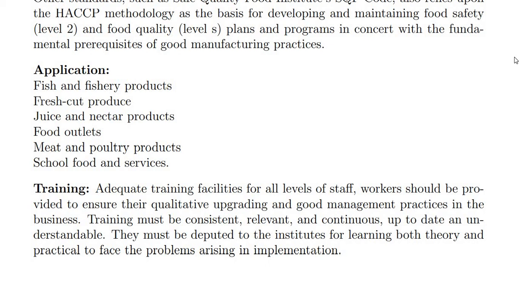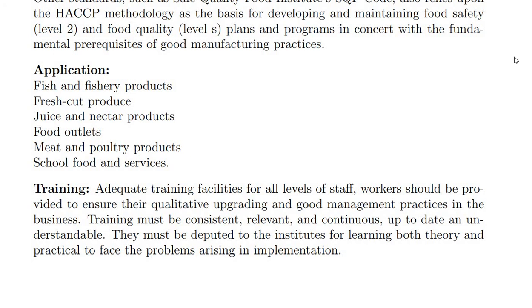So training must be consistent, relevant and continuous, up to date and understandable. So we will consider relevant and continuous, up to date, understandable training. The objective is that the previous knowledge and the present knowledge will be implemented by yourself.